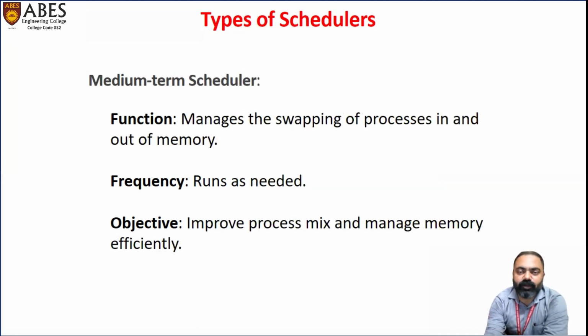Midterm scheduler, as we know, when we want to put the process inside the waiting queue from the running state, then we use the midterm scheduler. Right? So it manages swapping of processes in and out of memory. मेमोरी में इसको ले जाना और मेमोरी से वापस सीपीयू में और रेडी क्यू में ले जाना. Frequency: runs as needed, meaning frequency is in the middle of STS and LTS. Objective: improve process mix and manage memory efficiency.